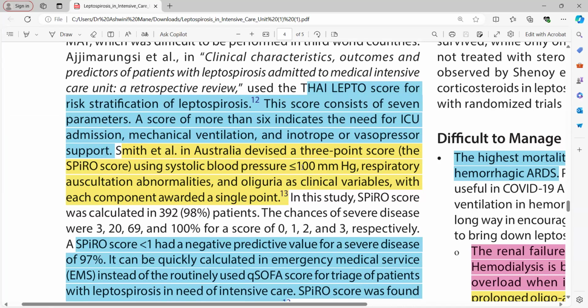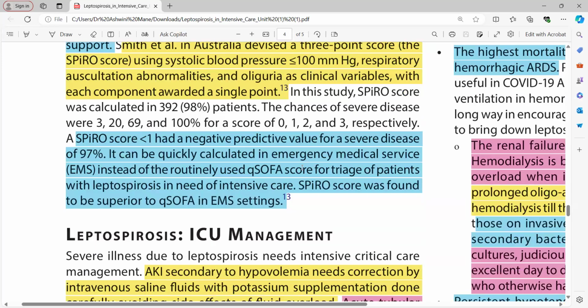Smith et al. in Australia devised the 3-point score, that is the SPIRO score, using systolic blood pressure of less than or equal to 100, respiratory auscultation abnormality, and oliguria as clinical variables, with each component awarded a single point. A SPIRO score less than 1 had a negative predictive value for severe disease of 97%.